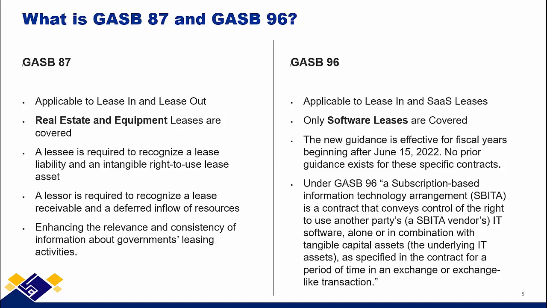On the other side, a lessor is required to recognize a lease receivable and deferred inflow of resources. So more or less a similar calculation, but on the opposite side, you need to show what you are going to receive from your tenant as a receivable or deferred inflow, and then do the amortization on that. This basically is used to enhance the relevancy and consistency of information about government leasing activities. So that's what GASB 87 is.